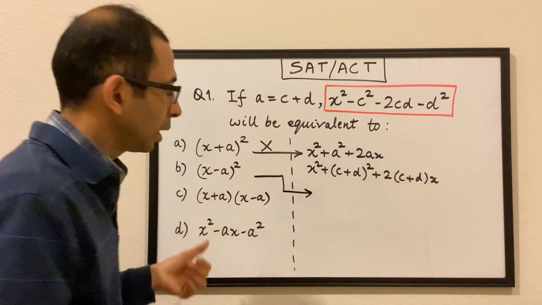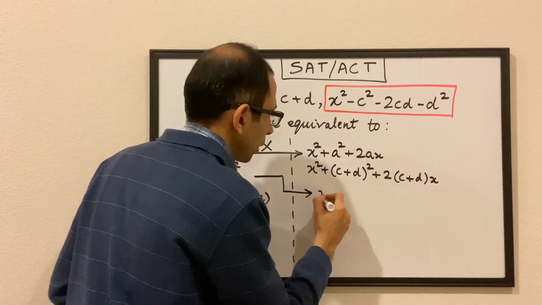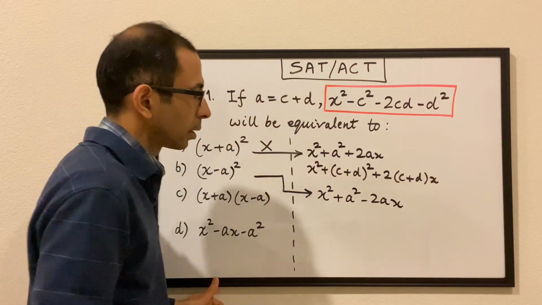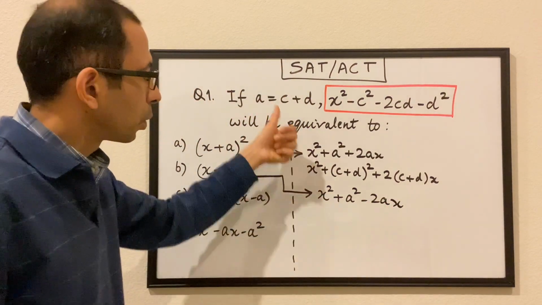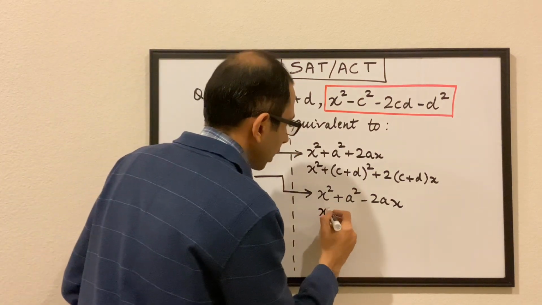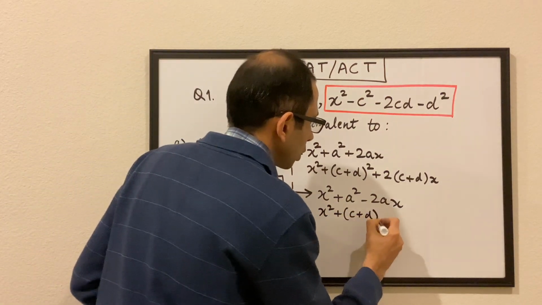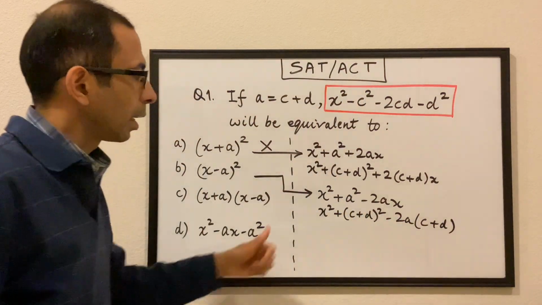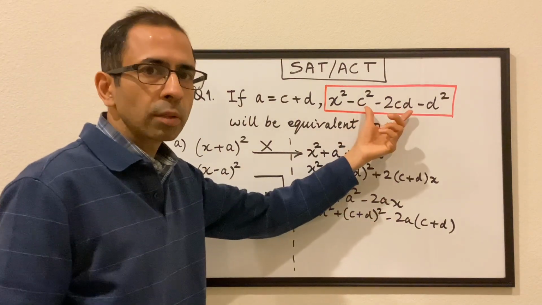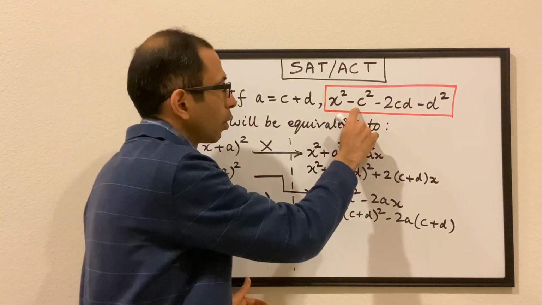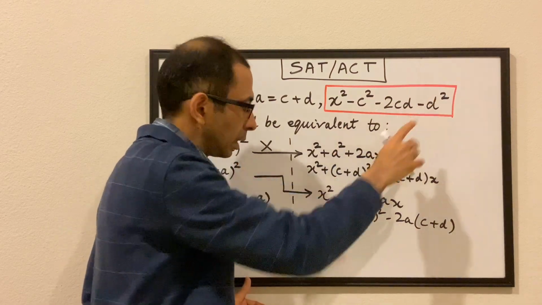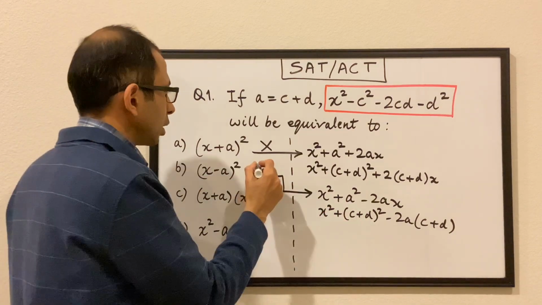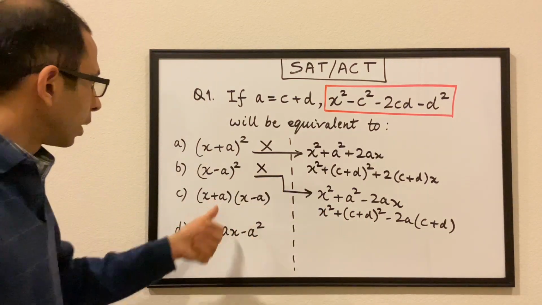Again we expand option B. x minus a whole square is nothing but x square plus a square minus 2ax, correct? Again we do the same thing, we plug in a equal to c plus d and see what we get. x square plus c plus d whole square minus 2 times c plus d. Again, this is nowhere close to what we are looking for, because essentially we are looking for the negative c square and negative d square at least, and we will not get those things. We will get positive d square, positive c square, so this is also ruled out, right? Let's look at this.